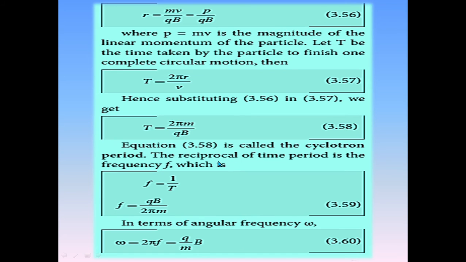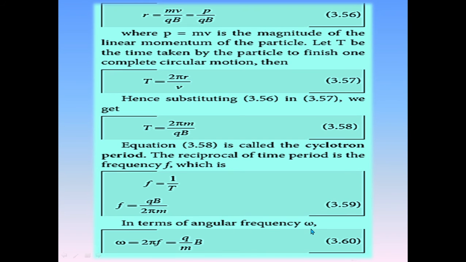The reciprocal of the time period is the frequency f, which we already know: frequency is equal to 1 by T. Substituting the value of T, which is 2 pi m divided by qB, f is equal to the reciprocal of T, which is qB divided by 2 pi m.